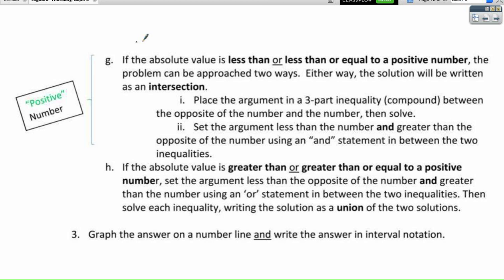So if the absolute value is less than or equal to a positive number, it can be approached in 2 ways. Either solution will be written as an intersection, so that really means and. We're talking about and things here. And then another symbol I want you to know for how they'll represent and is this symbol that looks like an upside down U. It means and.